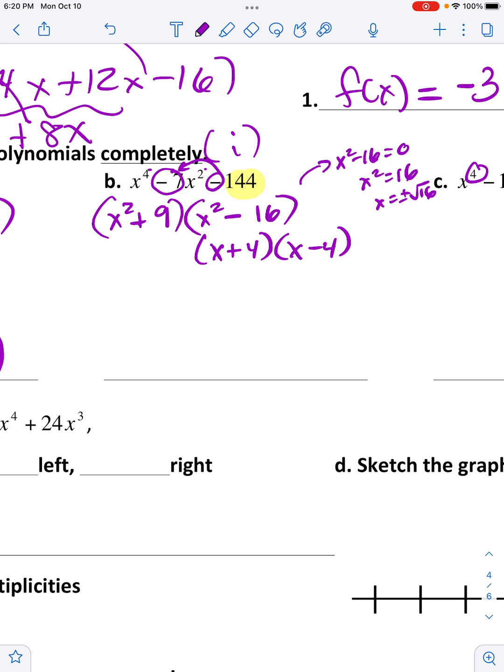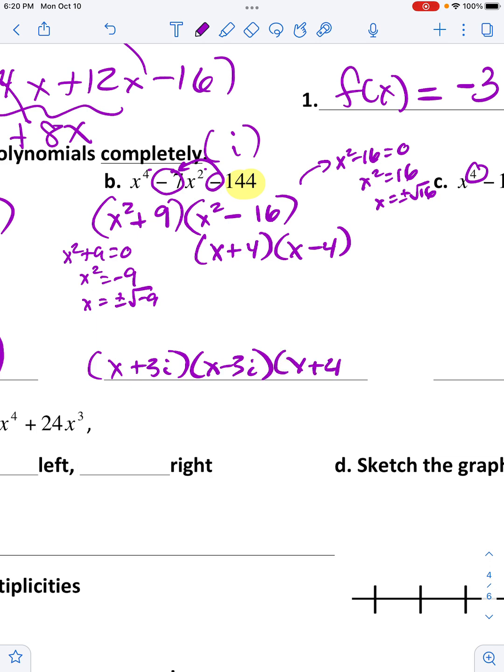If I did that with this side, I'd be looking at x squared plus 9 equals 0. So x squared equals negative 9. So ultimately what happens is this will break into plus or minus 3i. And so that's what happens, I get my 2 real and 2 imaginary.